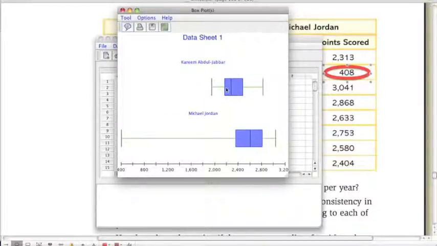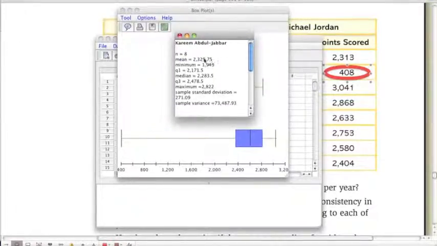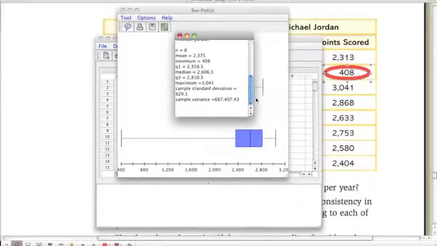Now, the width of Kareem Abdul-Jabbar's box looks a little bit smaller than Michael Jordan's. That's the interquartile range. The player with the lower interquartile range is going to be more consistent. Looking at some actual statistics for this, for Kareem Abdul-Jabbar, we can see that the quartile 3 is 2478 and quartile 1 is 2171. That means that Kareem's interquartile range is 307. As opposed to down here, Michael Jordan's interquartile range, you subtract Q3 and Q1 and you'll get an IQR of 452.